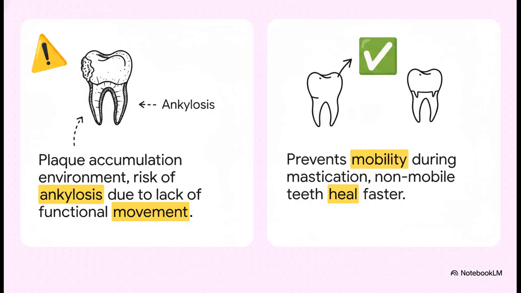Now, there's a pretty stark contrast between the two main schools of thought in periodontics when it comes to this. On one hand, the benefits are super clear. Splinting stops mobility during chewing, and it's just a fact that non-mobile teeth heal way faster than mobile ones. But on the flip side, there are real serious risks. A splint can easily become a massive plaque trap. Plus, by totally eliminating the natural functional movement of the tooth within its socket, you run the biological risk of ankylosis. That's where the tooth root literally fuses straight to the surrounding bone. So it's a really delicate balancing act.